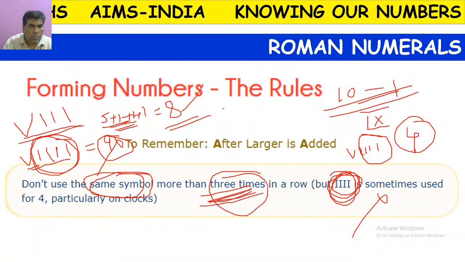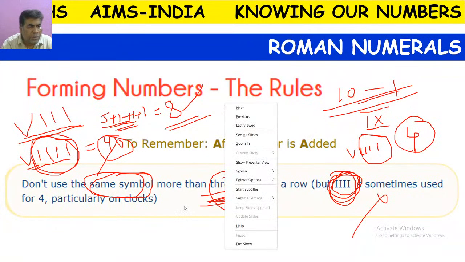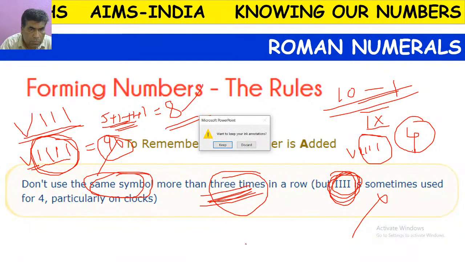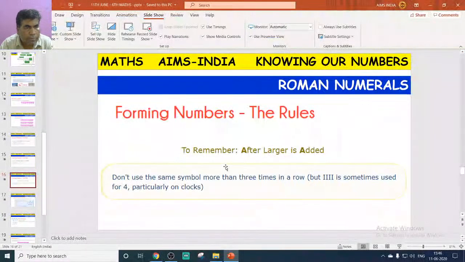So that's why in the form of subtraction we have written 9. Okay, I will continue the topic in the next class. In the next class also, we are going to continue with Roman numbers.